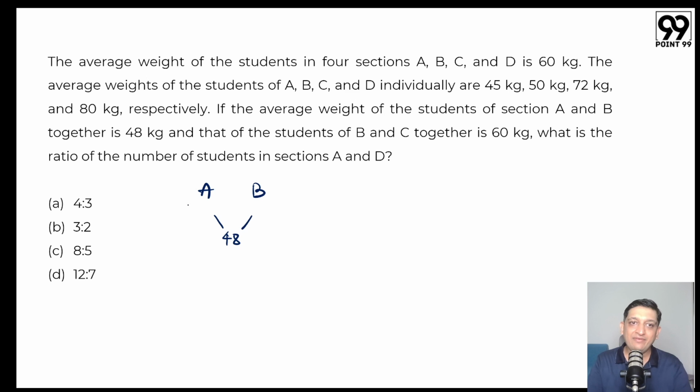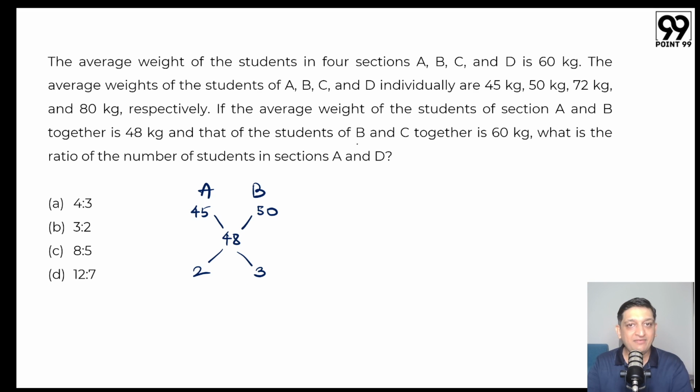Now what is the average of the students of class A? It's 45. What about B? It's going to be 50. If the average is 48, what can we say about the ratio of the students in class A and class B? So 50 minus 48 is 2, 48 minus 45 is 3. So the ratio of the students in class A to class B is going to be 2:3.